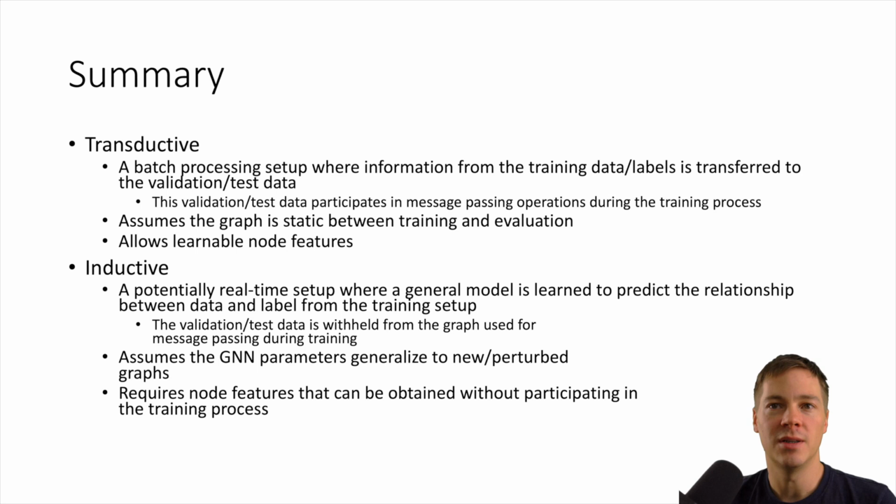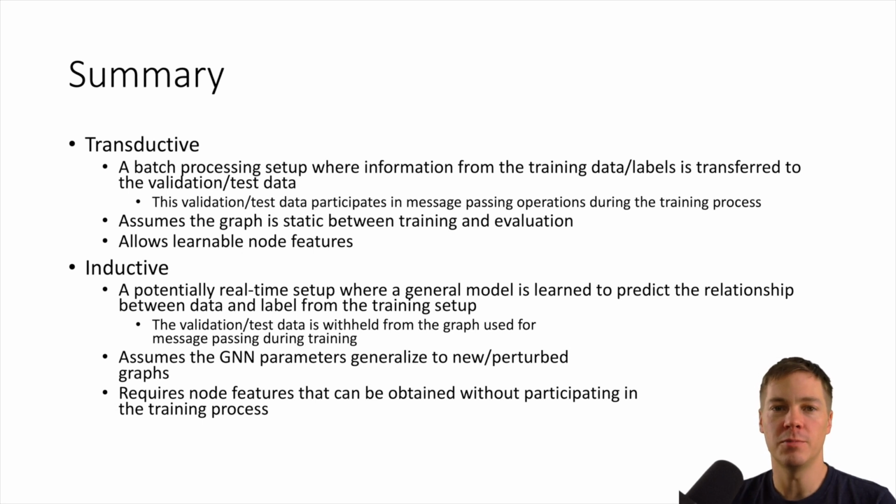To summarize, in the case of a transductive model, you essentially are going to have a batch processing setup where information from the training data and labels is transferred to the validation and test set, and the validation and test data participates in the message passing operations during the training process. And essentially, you're assuming a static graph between training and evaluation. One of the advantages is it allows these learnable node features, which can be very powerful.